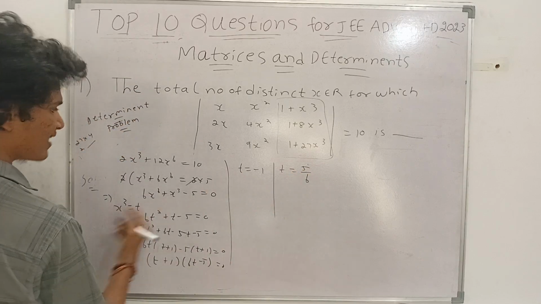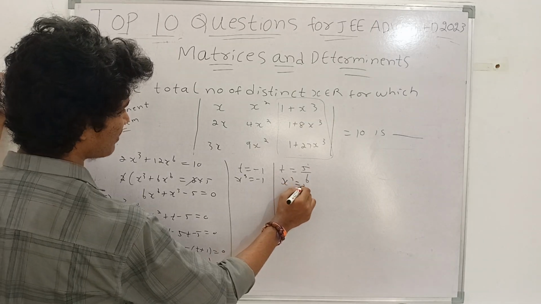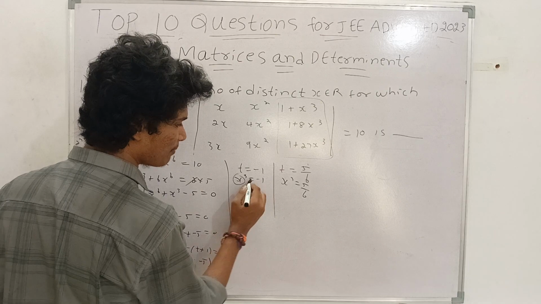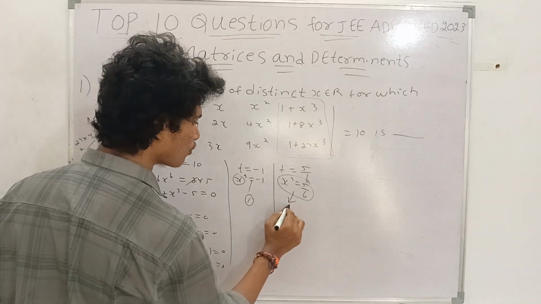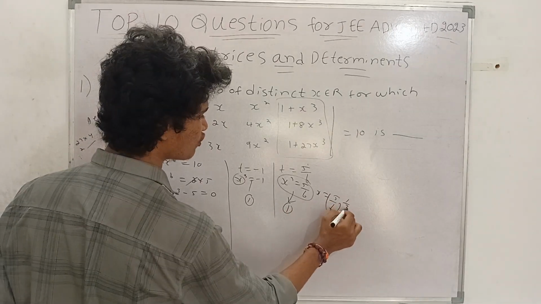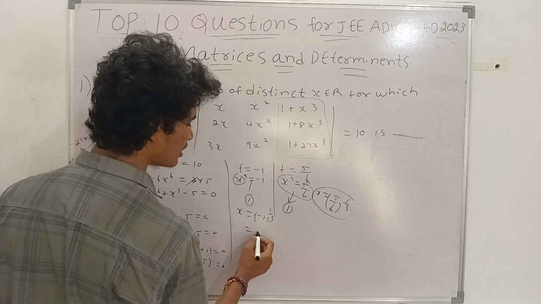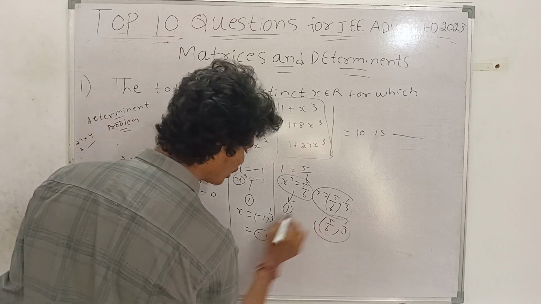What is t? t is x³. So x³ = −1, and here x³ = 5/6. So how many values did we get? Here x³ will be −1, but here we got only one distinct value. Here x³ = 5/6, and here also we got only one distinct value, that is x = (5/6)^(1/3). This is only one value, and here it is also x = (−1)^(1/3), which will be −1 only. Here it will be (5/6)^(1/3). So we got only two values.